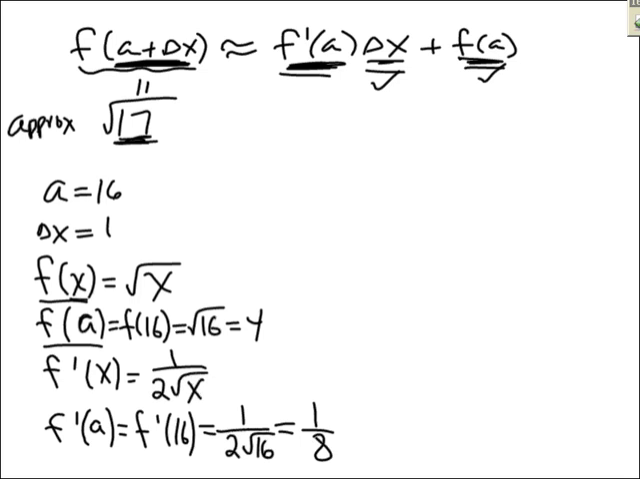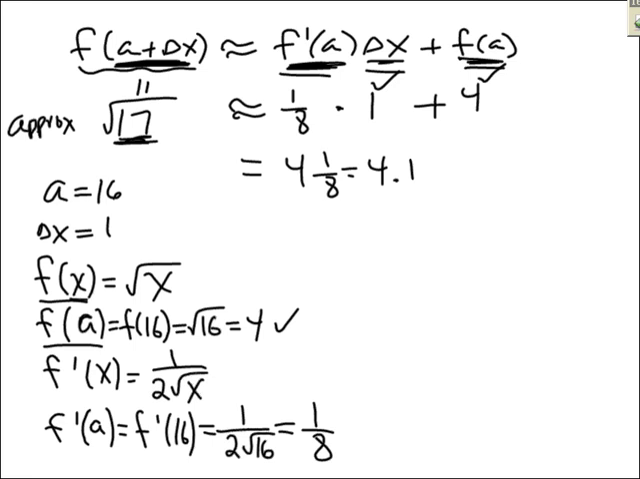So now I have the three pieces of information. The square root of 17 is approximately f prime of a, which is 1 over 8, times delta x, which is 1, plus f of a, which is 4. So the answer is 4 and 1 eighth. The decimal for 1 eighth is 0.125.